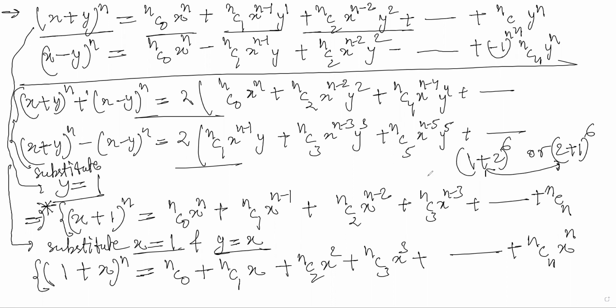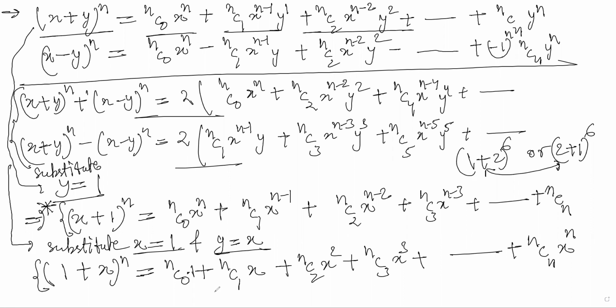But in the right-hand side, this is not the same, because with NC0, here we got x to the power n, and with NC0, here we got 1. With NC1, the first part contains x to the power n minus 1. With NC1, the second part contains x. So what's the logic? What's the trick here? They look different, but are they actually different?